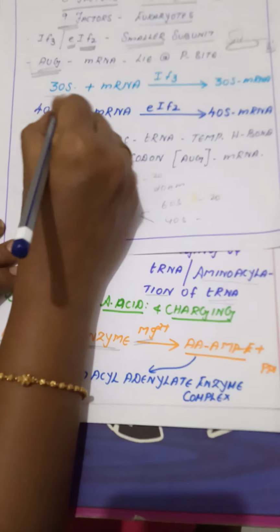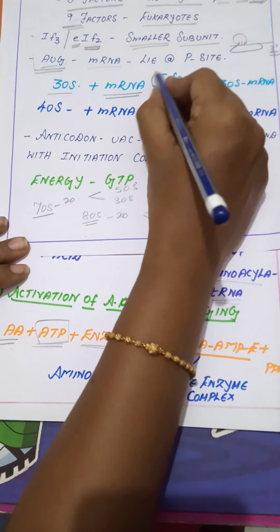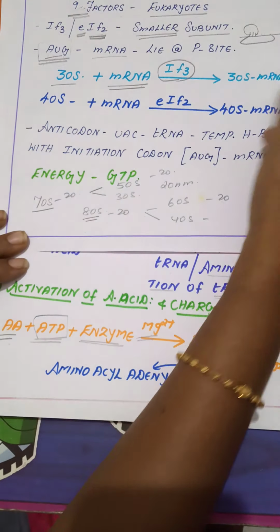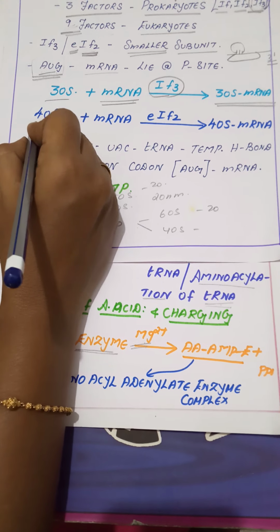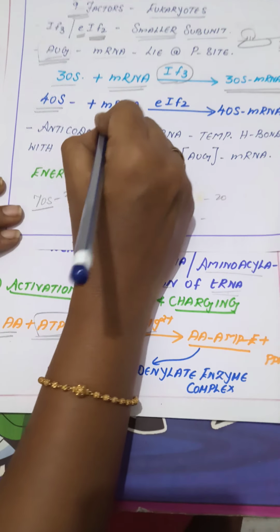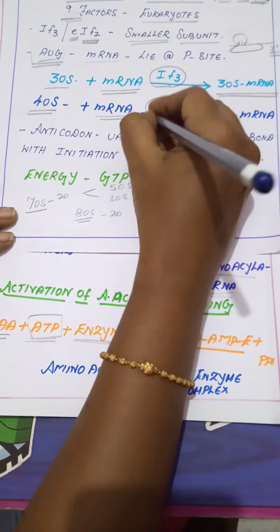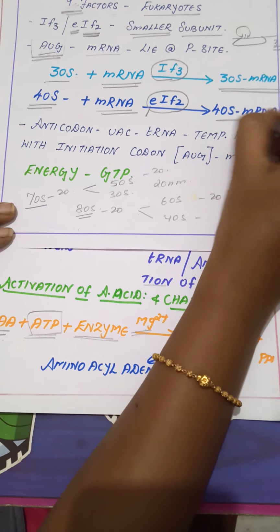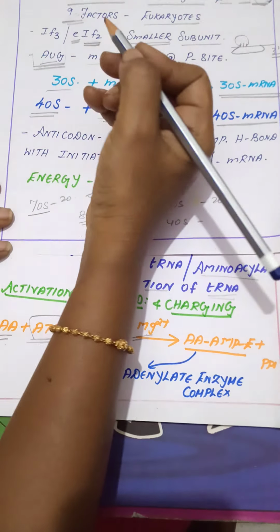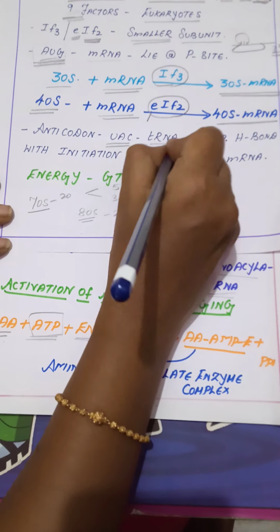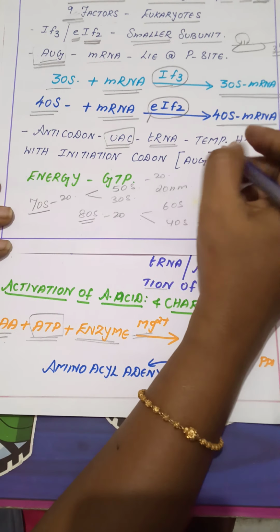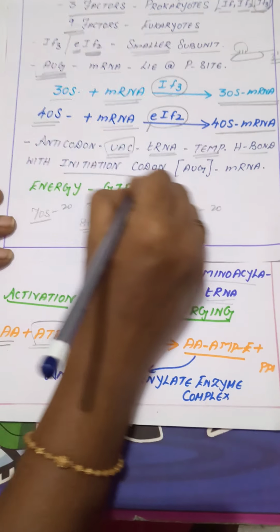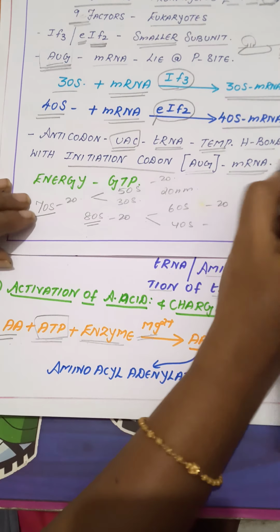Now the 30S subunit binds with the mRNA with the help of IF3 in prokaryotes. In the case of eukaryotes, the 40S smaller unit binds with the mRNA with the help of eIF2, where e stands for eukaryotes, and they form the initiation complex here. As I said, the mRNA has AUG as a codon. The tRNA should carry the anticodon UAC, respective to that AUG, and they form a temporary hydrogen bond with the initiation codon AUG in the mRNA.